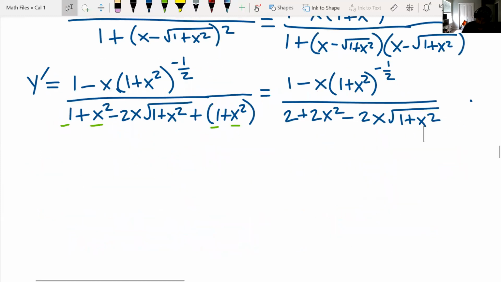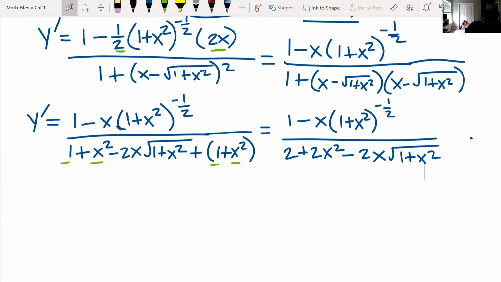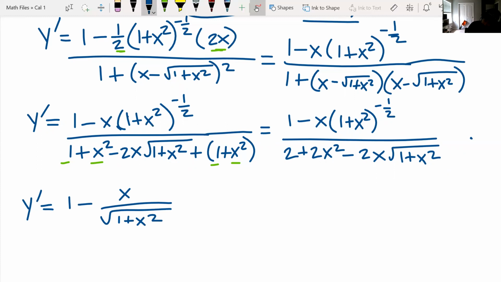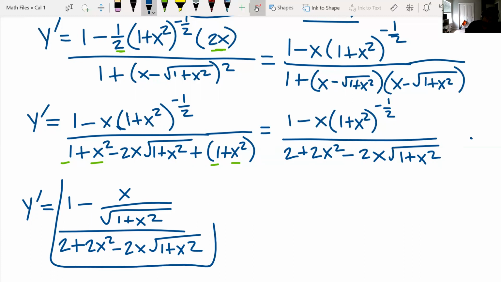Now, what do we do with that numerator? We can rewrite it as y prime equals (1 minus x) over the square root of 1 plus x squared, over, and the only thing I see I can do here is take out a 2, but I'll just leave it as it is, because taking a 2 out won't do anything for us. And I say we can leave it there.